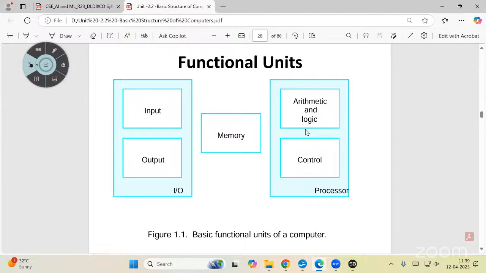The next one is memory. That memory has different types of memories, read-only memory and random access memory. So in that also different types are there.